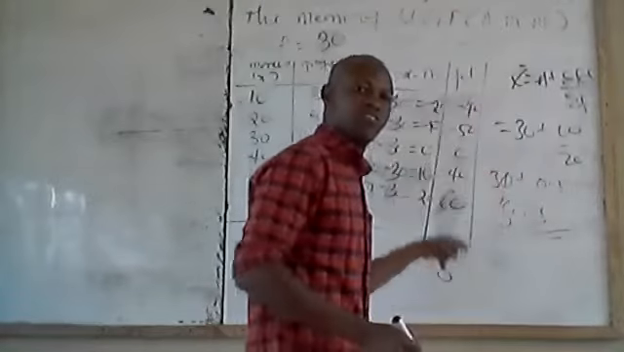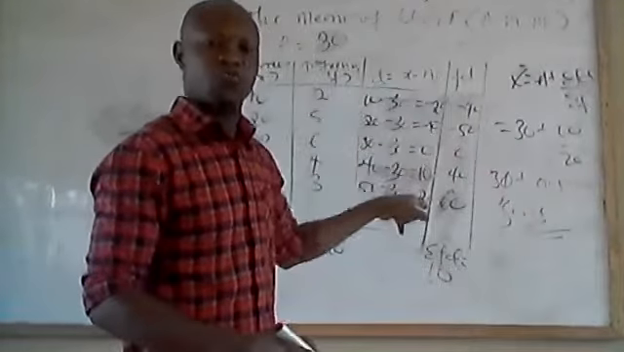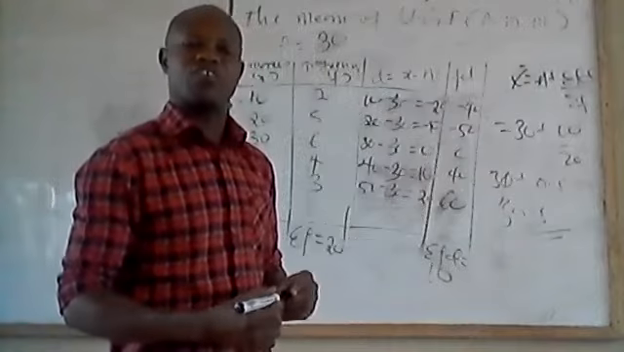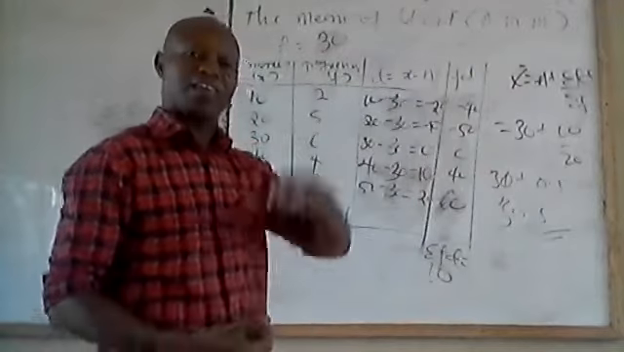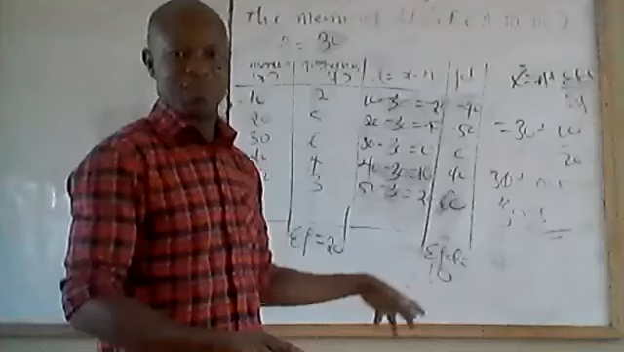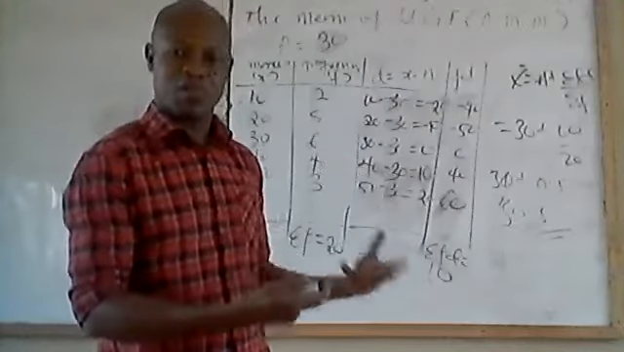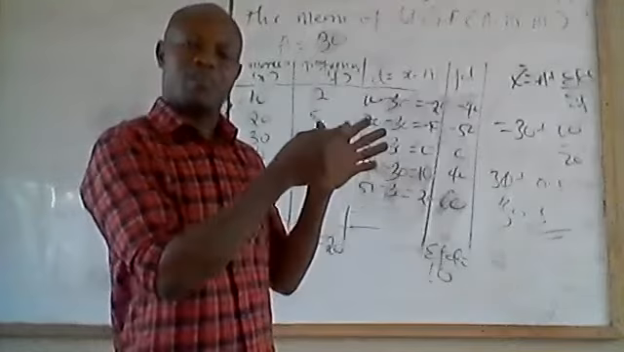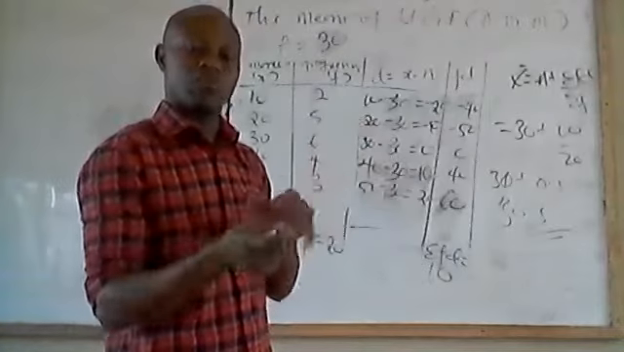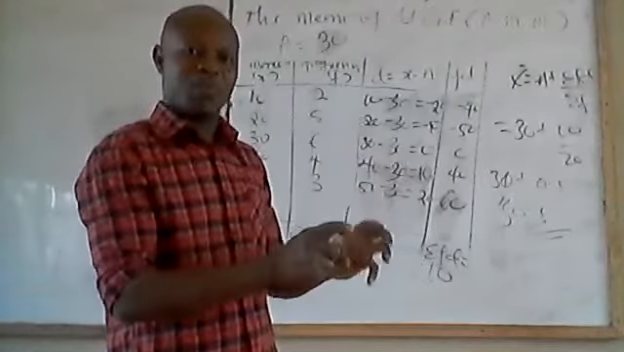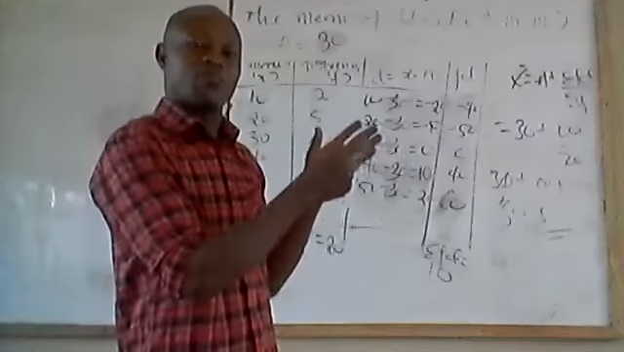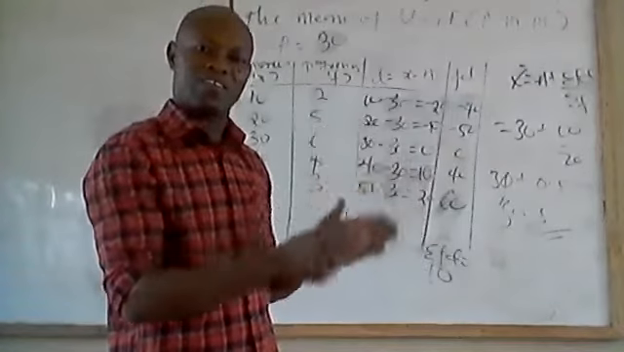So the mean for this distribution using the assumed mean method is 30.05. If you check again, previously I did this example using the direct method to show you that when we are doing the mean calculation, it doesn't matter the formula or the method we use. If it is well carried out, we shall all arrive at the same answer.